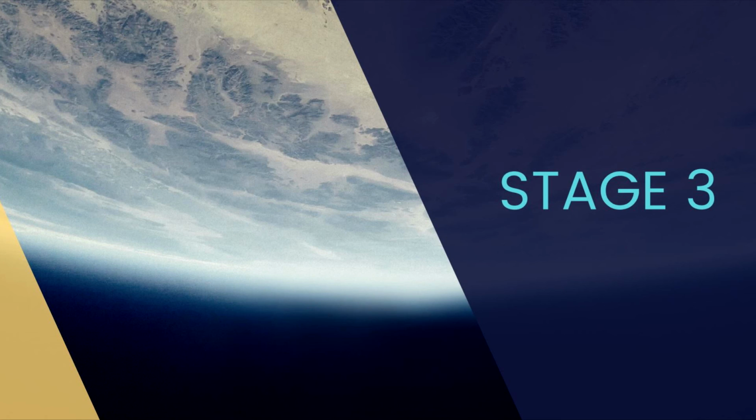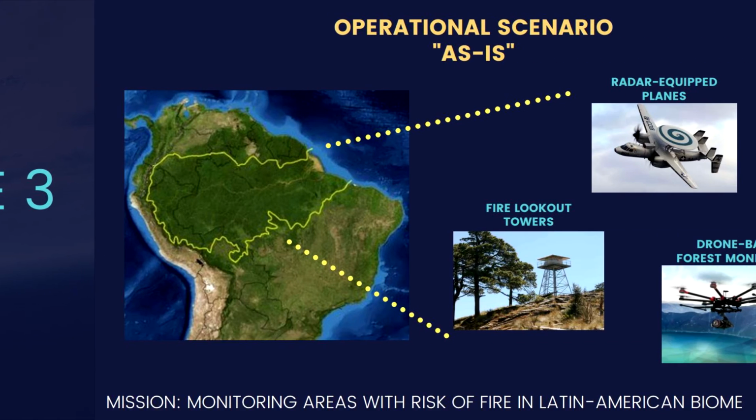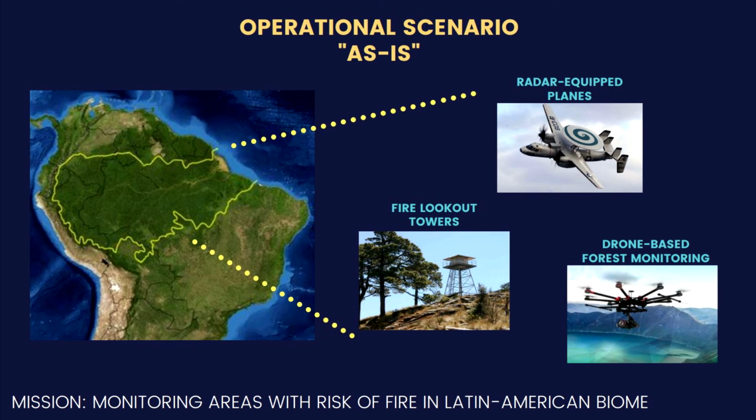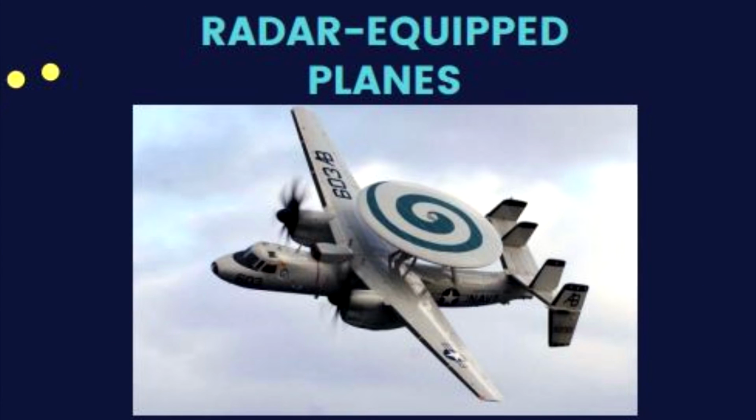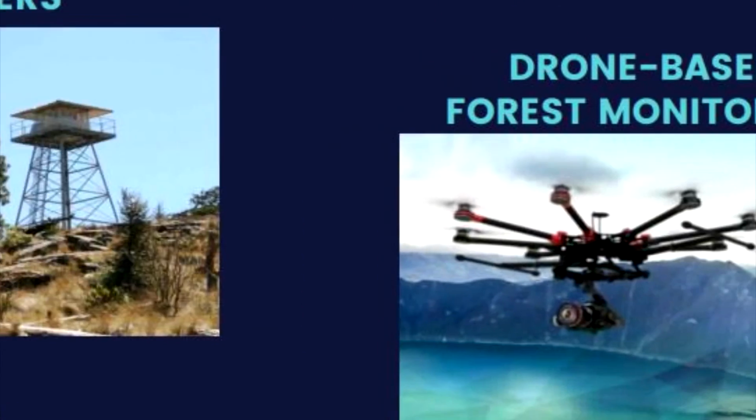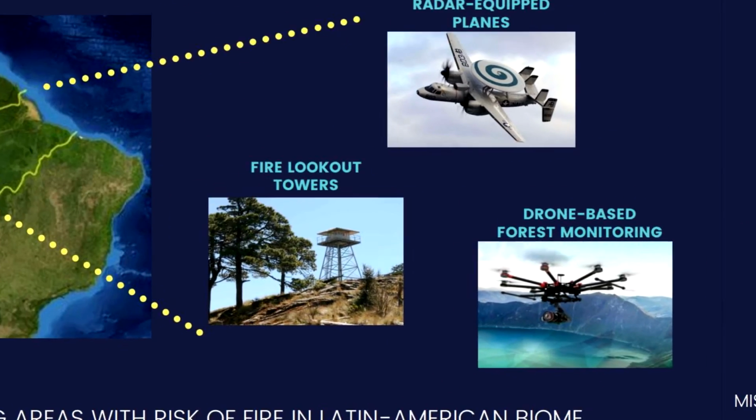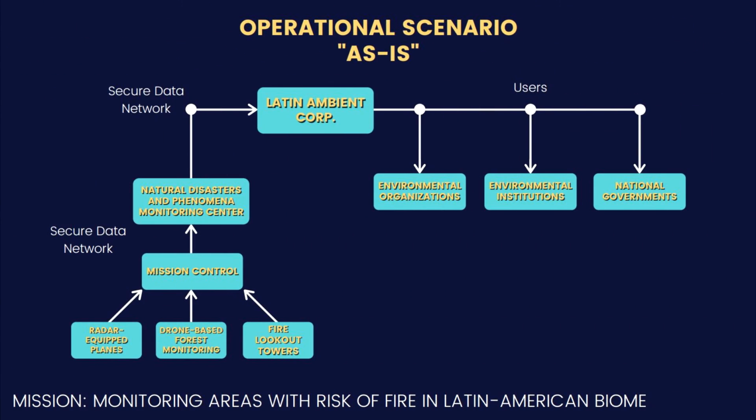In stage 3, we will talk about the operational scenarios as is and to be. In the operational scenario as is, we have found 3 methods used for the monitoring of the Amazon rainforest. These include radar-equipped planes, fire lookout towers, and drone-based forest monitoring. The current chart shows the data flow for the operational scenario as is.